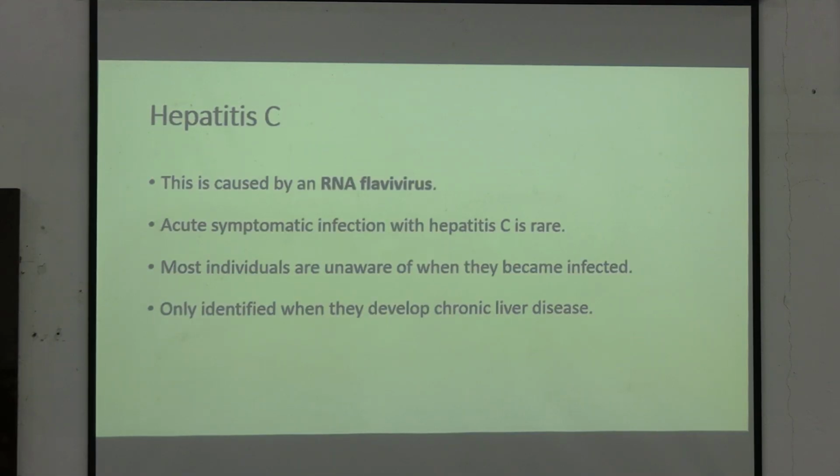Then hepatitis C virus. This is caused by an RNA flavivirus. Acute symptomatic infection with hepatitis C is rare. Most individuals are unaware of when they become infected, only identified when they develop chronic liver disease.